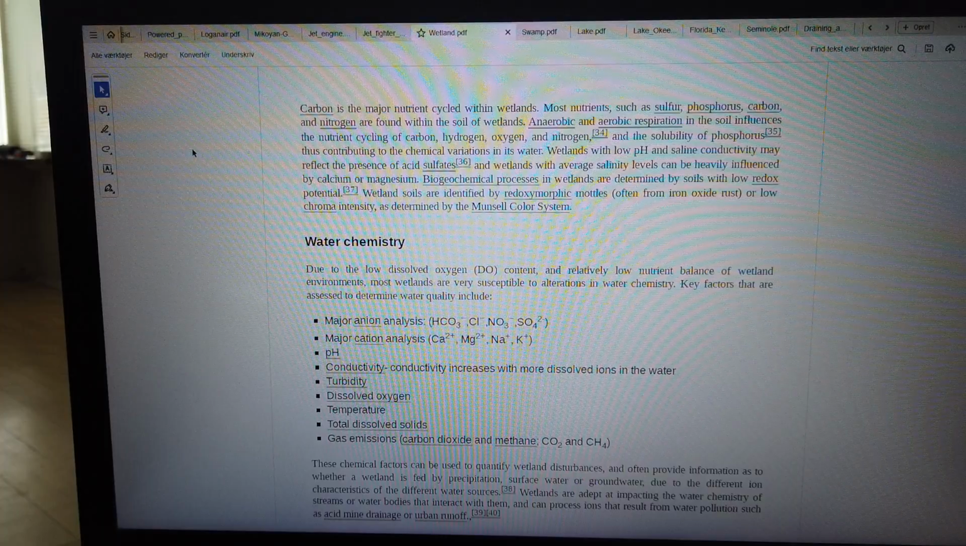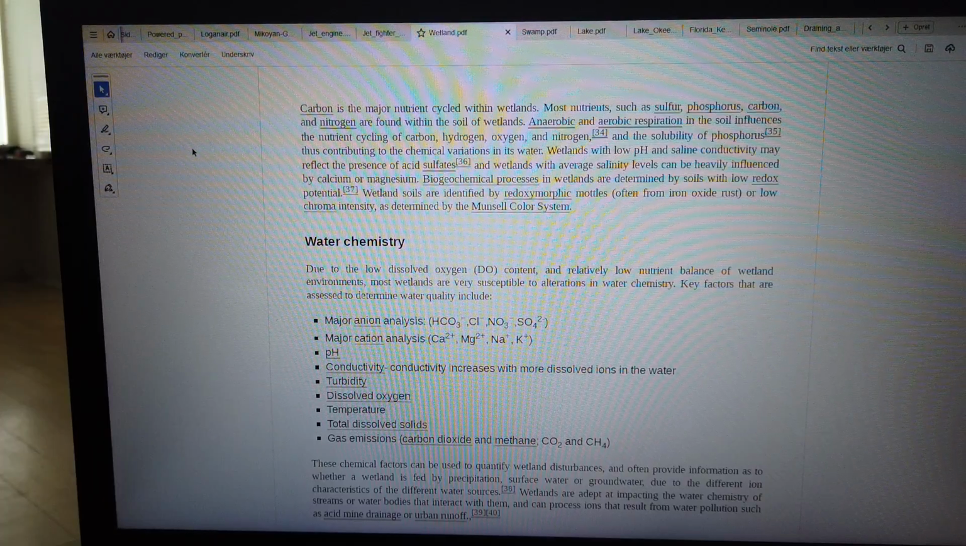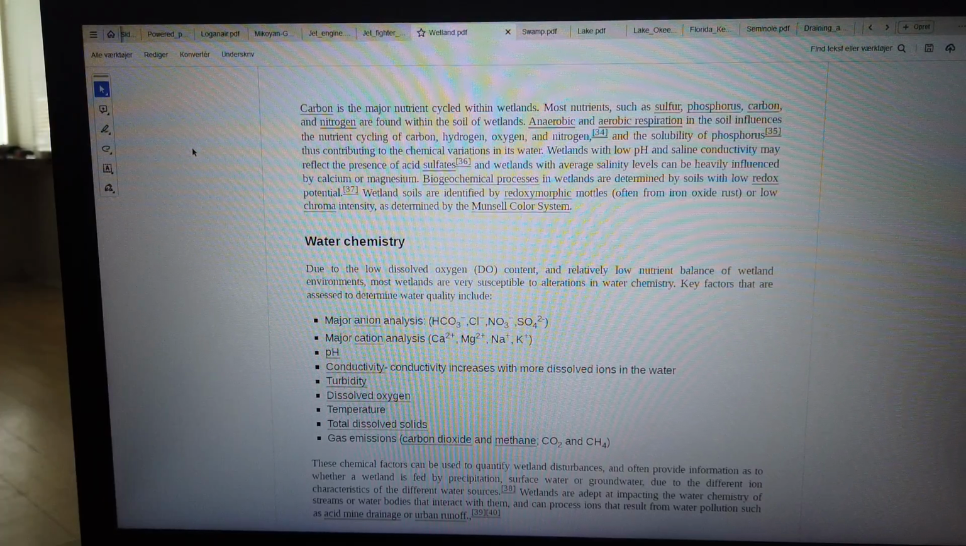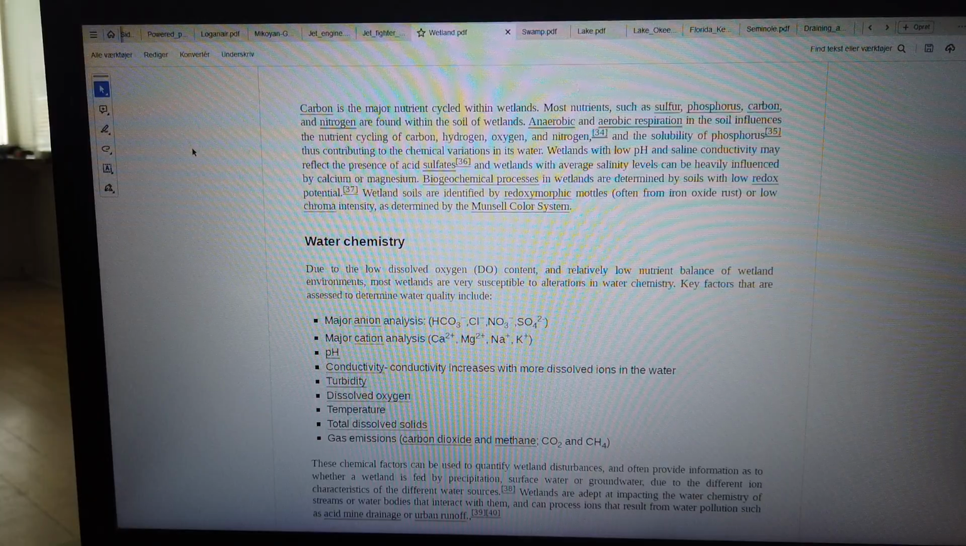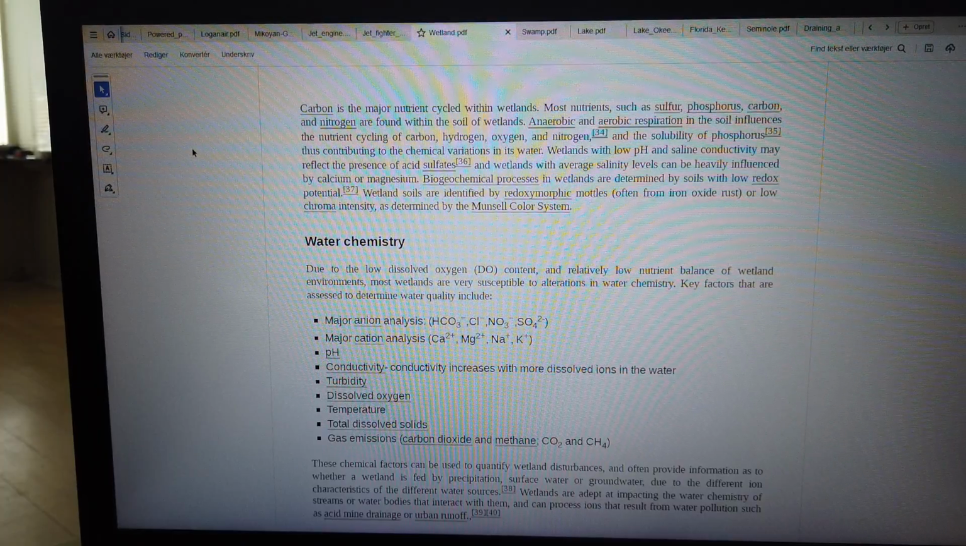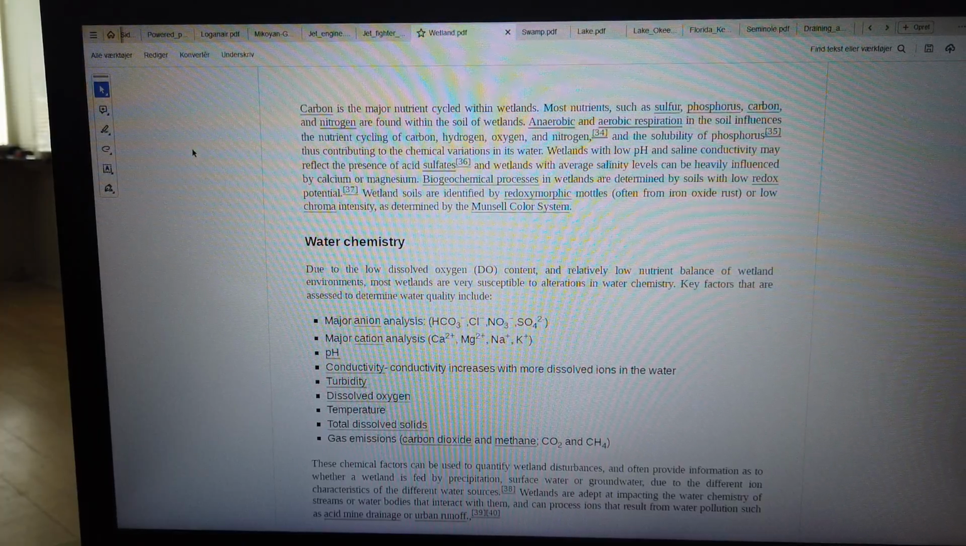pH. Conductivity increases with more dissolved ions in the water. Turbidity. Dissolved oxygen. Temperature. Total dissolved solids. Gas emissions, carbon dioxide and methane, CO2 and CH4.